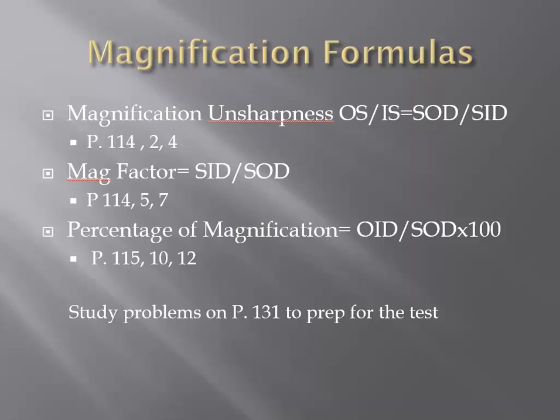So whatever's past the decimal, if you have 1.1, then what you've got is a 10% increase. If your magnification factor is 1.2, then you've got a 20% increase. If your magnification factor is 2, then you have a 100% increase. If your magnification factor is 2.1, then you've got a 110% increase. That is your percentage of an increase in magnification.